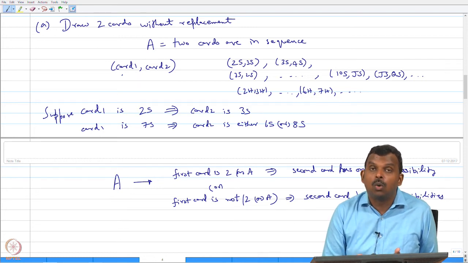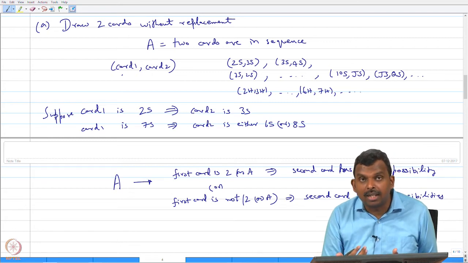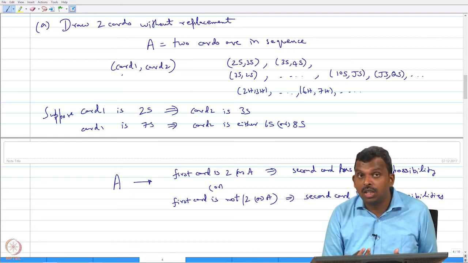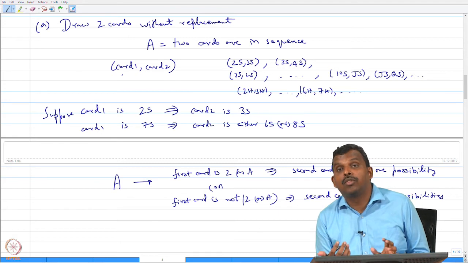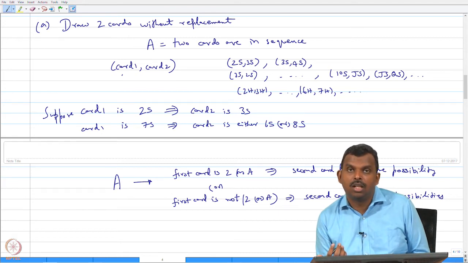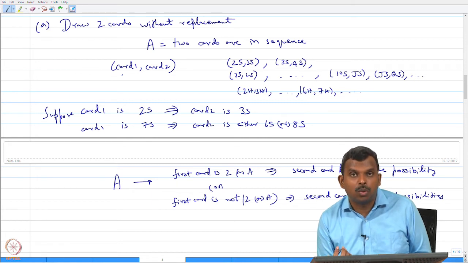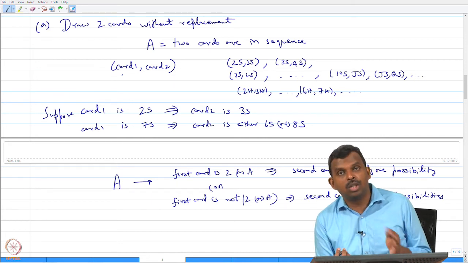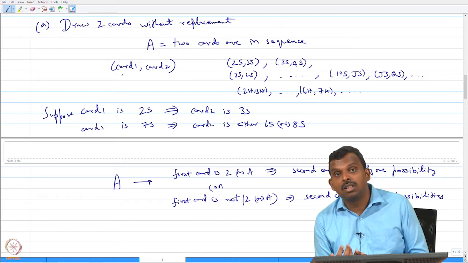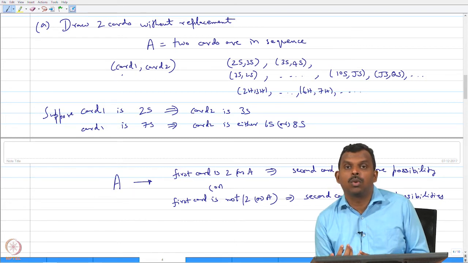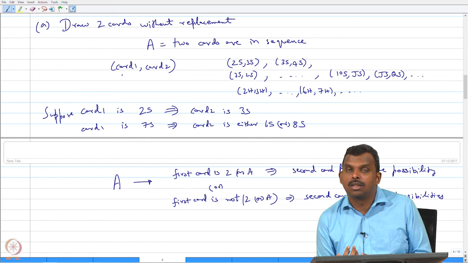Now, if you condition on that, then you have 51 cards left. Once the first card is drawn, you have 51 cards left. Out of this 51, after the first card has been taken and you know it is 2 or ace, you only have one possibility left. Only 1 by 51 is the probability that you will successfully have a sequence.